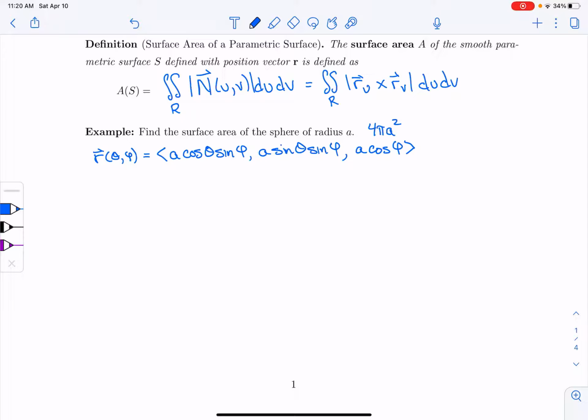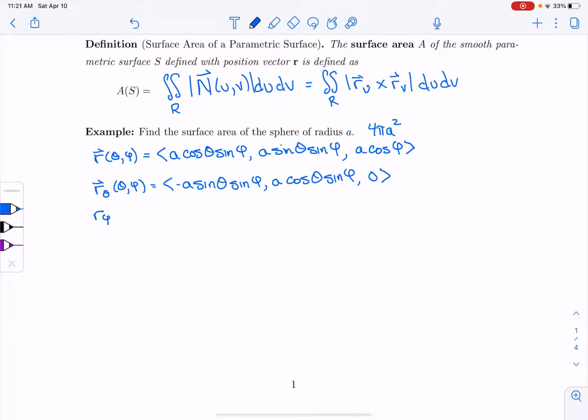So what I'm going to have to do is find the two tangent vectors to the surface. I'm going to need the derivative of r with respect to theta. So that's going to be minus a sine theta sine phi, then a cosine theta sine phi, and then the derivative of the last component with respect to theta is actually going to be 0.